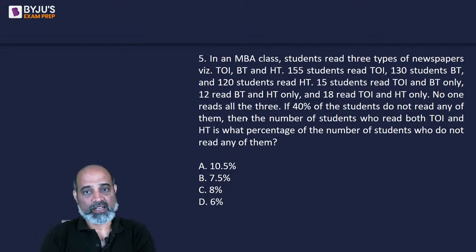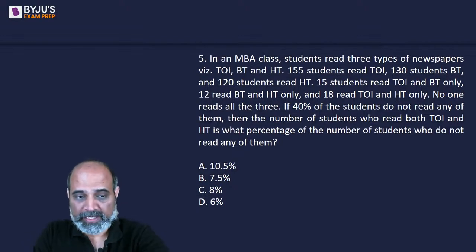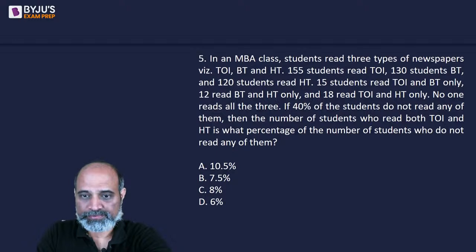In an MBA class, students read 3 types of newspapers. That's TOI, BT, and HT. 155 students read TOI, 130 students read BT, and so on and so forth. So this is a question based on a Venn diagram, right? So let me try to make the Venn diagram.